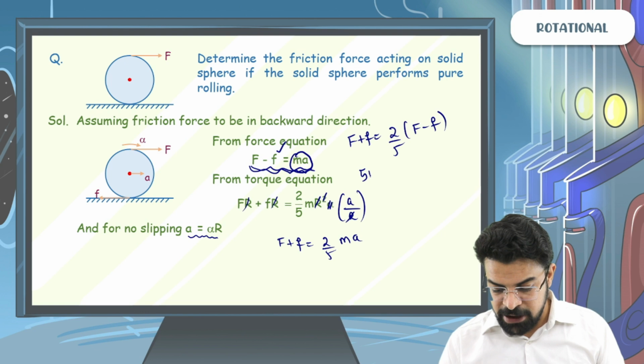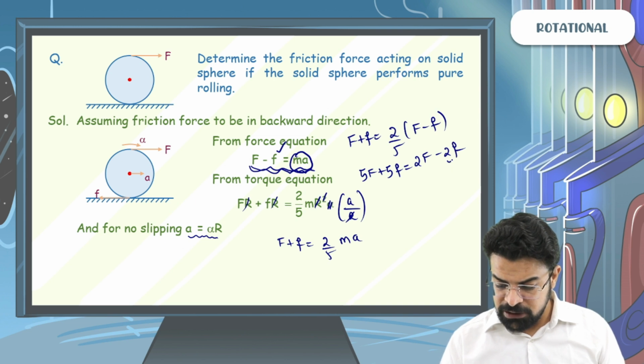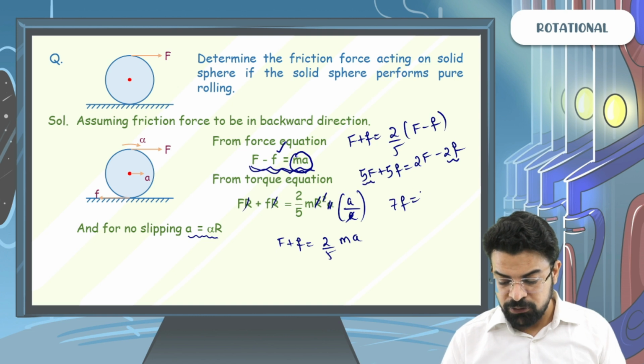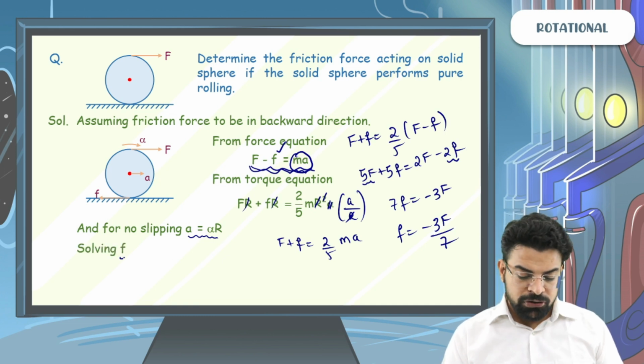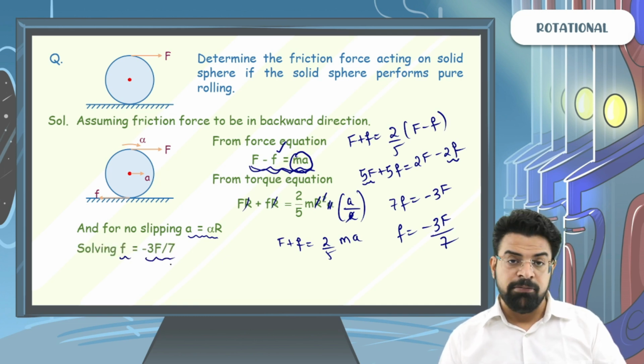So you get 5F plus 5 times the friction force equals 2 times the external force minus 2 times the friction force. Bring the terms of friction force to one side. So on the left hand side you get 7f. Bring this 5F to the right hand side, equals minus 3F. So the friction force comes out to be minus 3F by 7. Okay, so on solving, the friction force comes out to be minus 3F by 7.